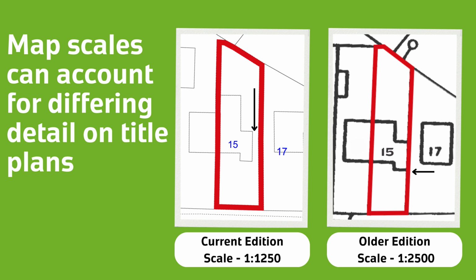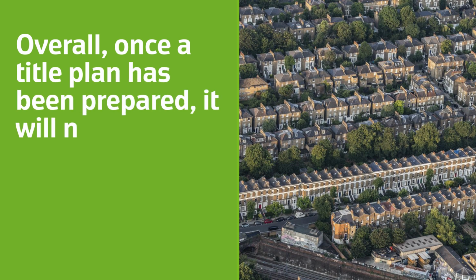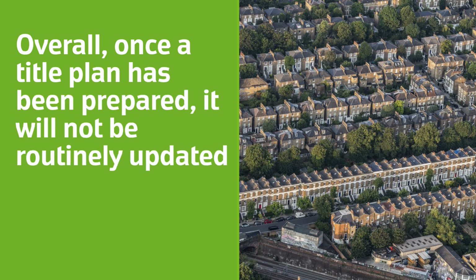Therefore, you can see why the title plan cannot be used to establish the exact position of the boundaries with any degree of precision. It simply is not designed for that purpose. Overall, once a title plan has been prepared, it will not be routinely updated. With over 24 million registered titles in England and Wales, it would not be feasible to replace title plans to account for new map detail in every new revision of the Ordnance Survey map.